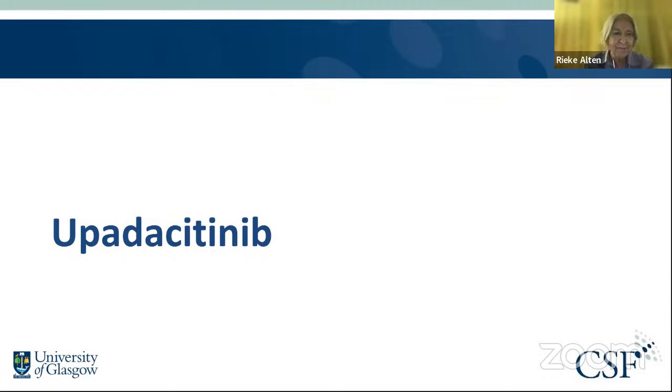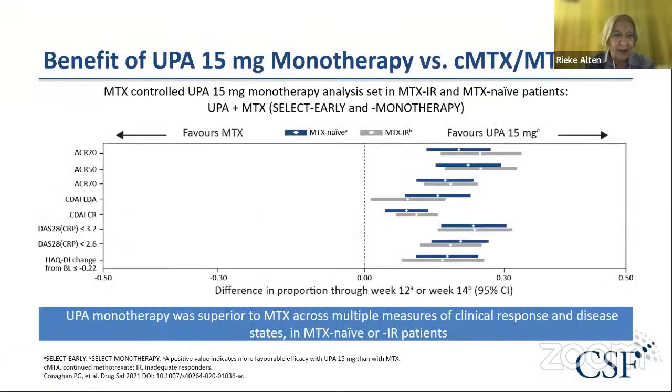Upadacitinib is the so-called JAK1 inhibitor, but there are very good data on UPA. UPA monotherapy was superior to methotrexate across multiple measures of clinical response and disease states in those patients who were methotrexate naive or non-responders.